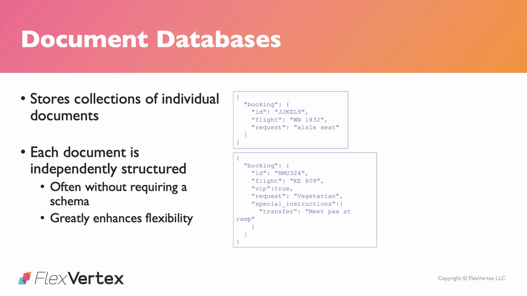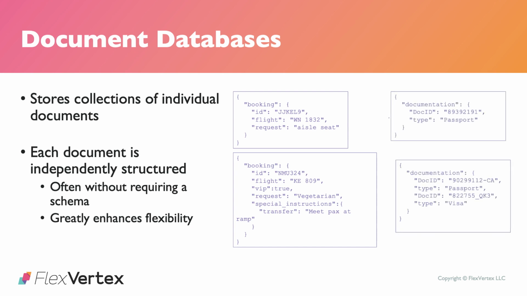Imagine the complexity of a relational database that had to accommodate an unknown number of fields that were continually subject to change. Now we've added two more documents related to government-issued authorizations to travel. Once again, their structure varies between instances.